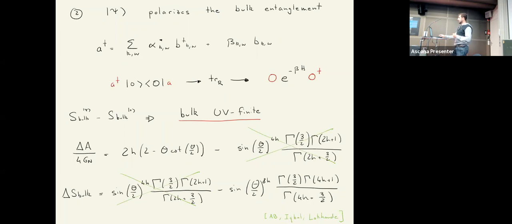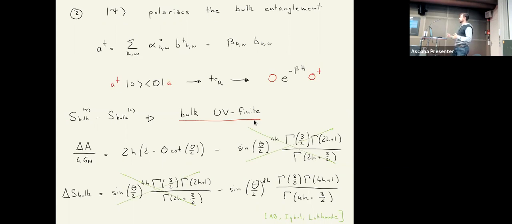Yeah. So this term, actually, you can understand what it is or where it comes from. It's like the expectation value of the bulk modular Hamiltonian in the bulk one particle state. That's what gives you this. Okay, thanks.